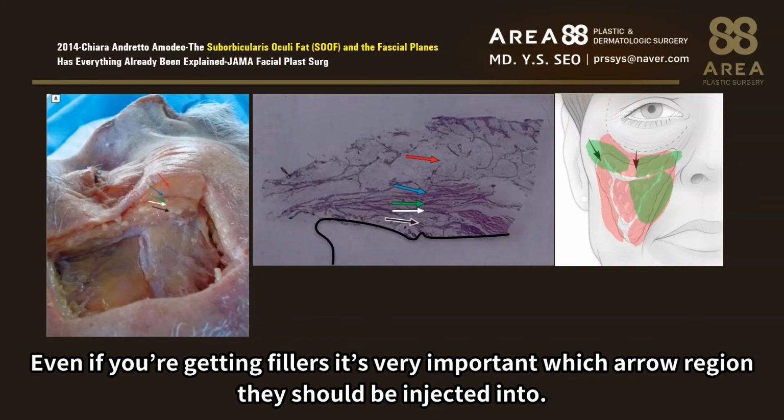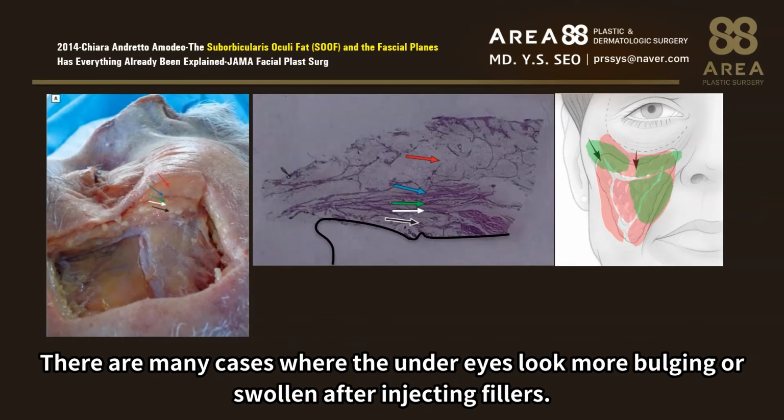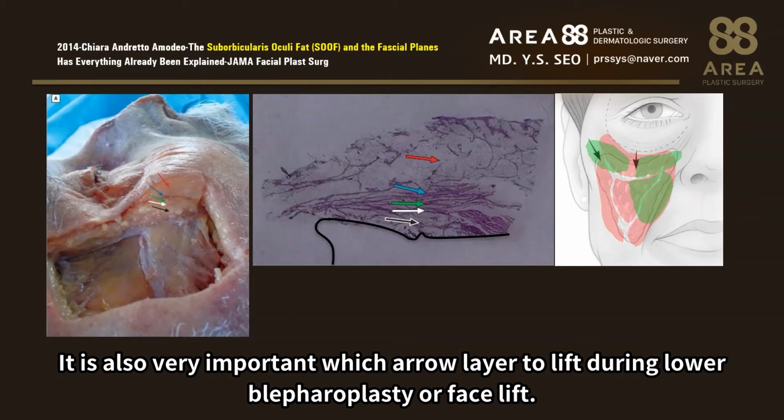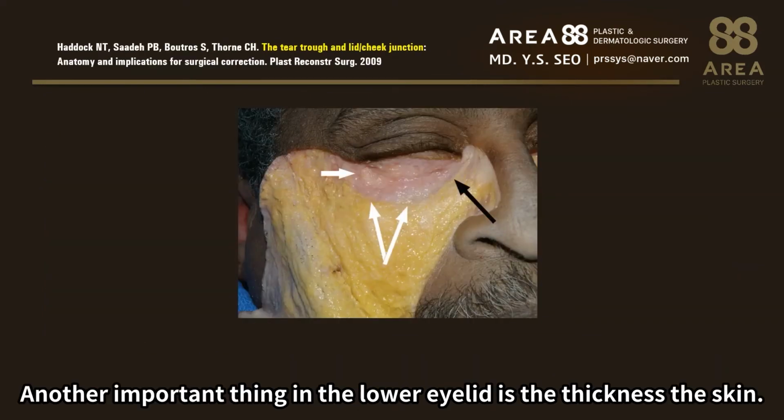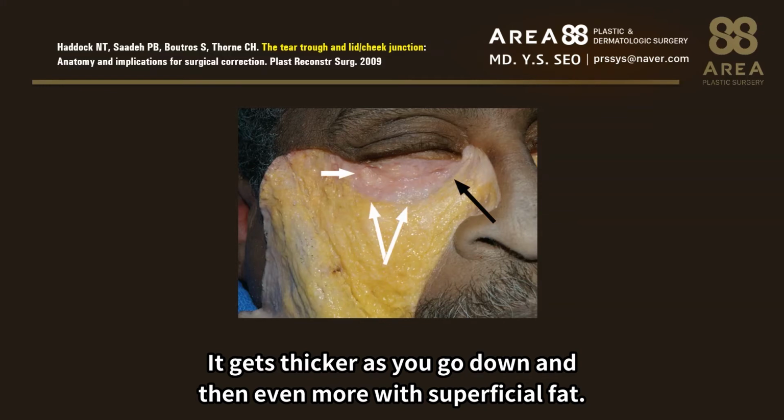Even if you're getting fillers, it's very important which arrow region they should be injected into. There are many cases where the under eyes look more bulging or swollen after injecting fillers. It is also very important which arrow layer to lift during lower blepharoplasty or facelift. Another important thing in the lower eyelid is the thickness of the skin. It gets thicker as you go down and then even more with superficial fat.